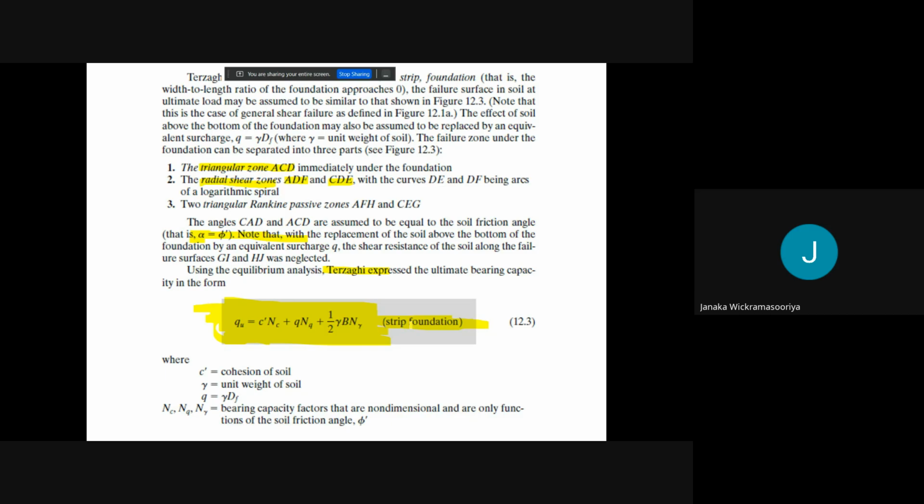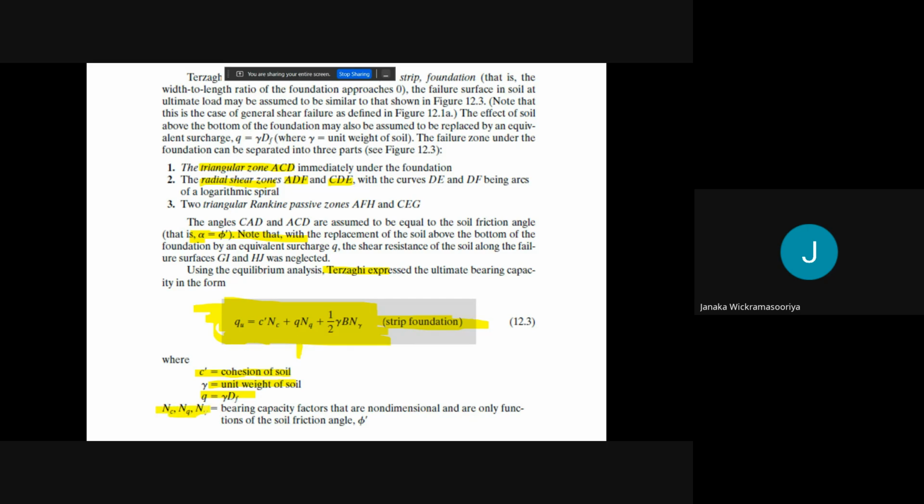Now the main terms. C dash is the cohesion of the soil. Gamma is the unit weight of soil. And q equals gamma Df. Yes, this q equals gamma Df.